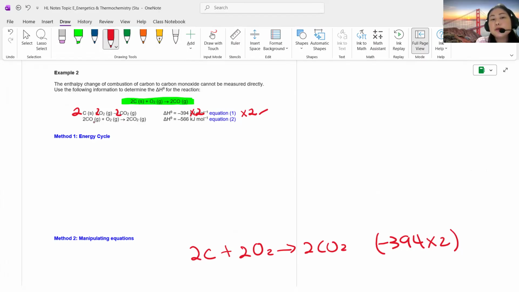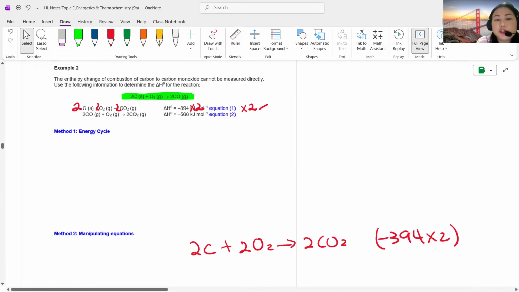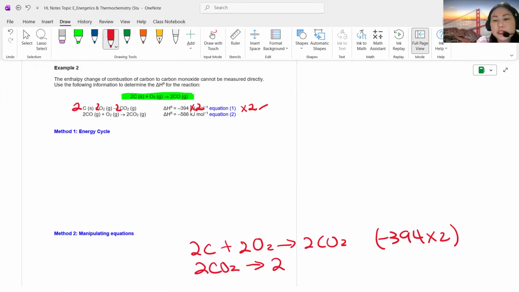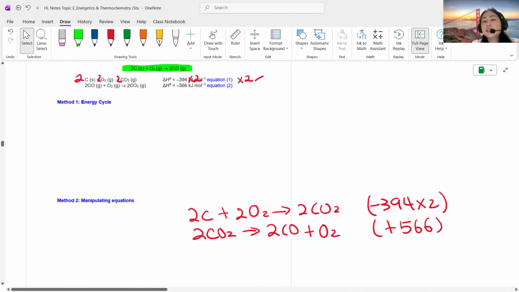2 moles and 2 moles. So just nice. No need to multiply. But I need to flip the equation. So after flipping, it will become 2CO2 arrow 2CO plus O2. So this value here will become positive 566 instead of negative. So flipping the equation flips the delta H sign.